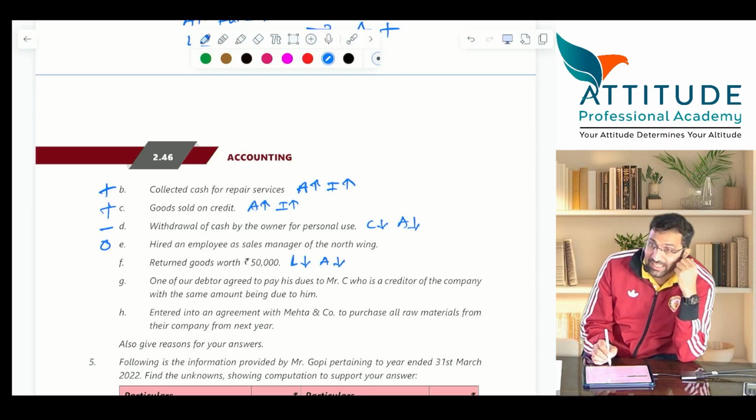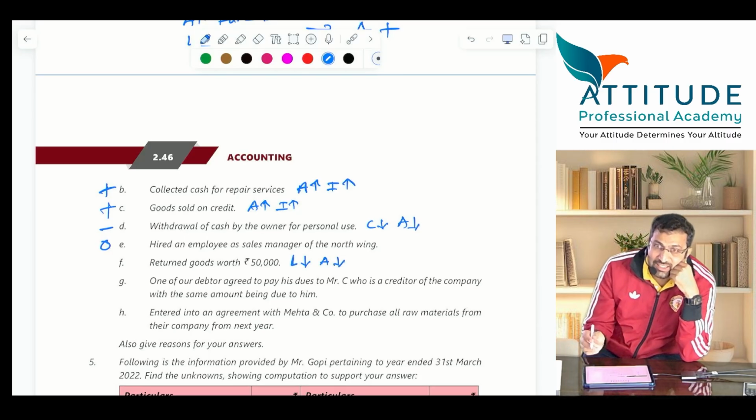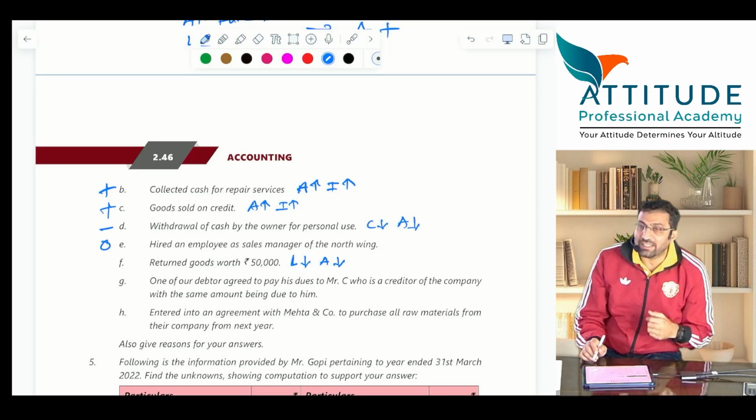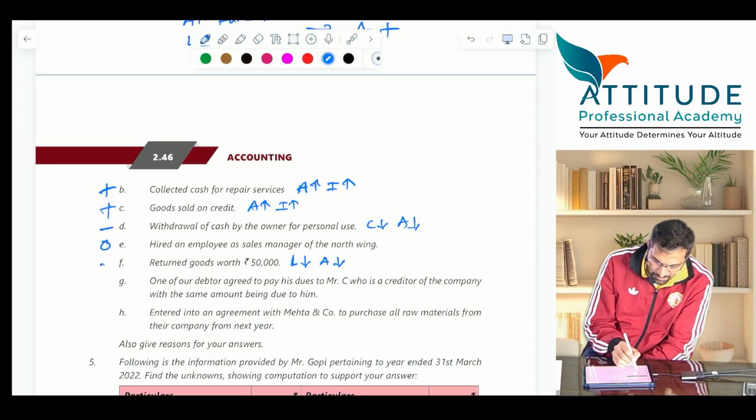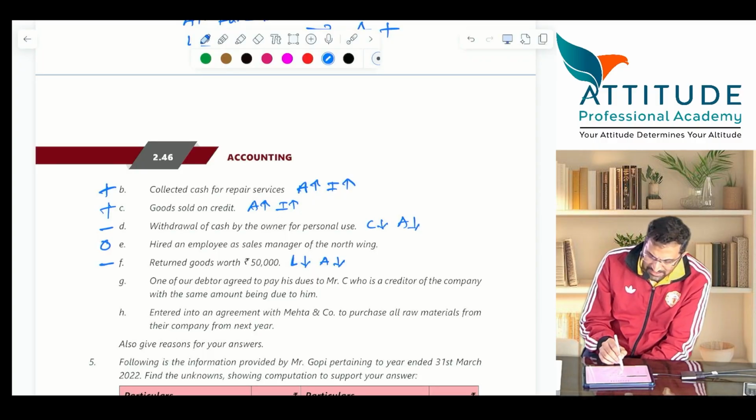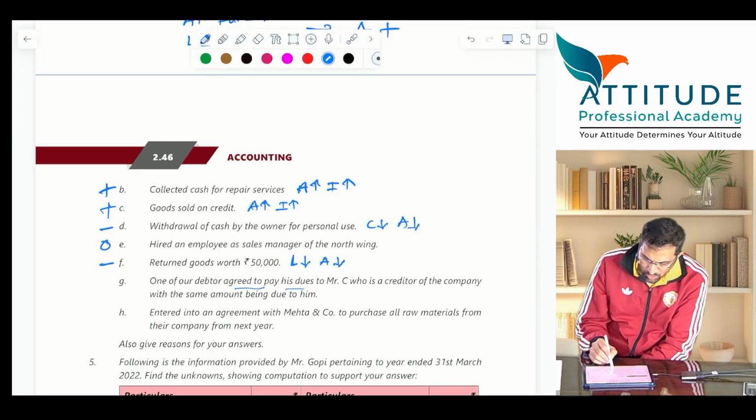Is that clear? It is a purchase return. You are returning the goods. Entry for purchase return, tell me. Creditors account debit to purchase return. So asset minus.